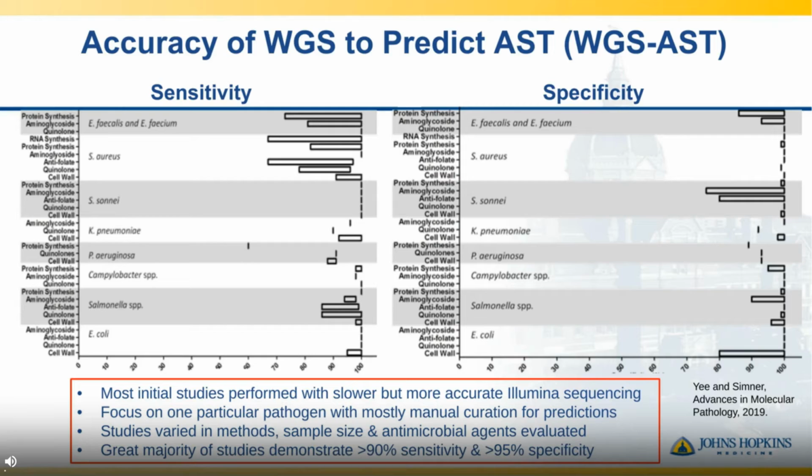And in general, in these initial studies, they were running from 24 to 48 hours before it can even be analyzed. And that does not take into consideration the upfront wet lab work. Most of these studies focus on one particular pathogen with mostly manual curation for predictions. And the studies varied by the methods, the sample size, the antimicrobial agents evaluated. However, what these studies do show us is that there is a potential to apply whole genome sequencing to predict AST, because the great majority of the studies demonstrate greater than 90% sensitivity and greater than 95% specificity.